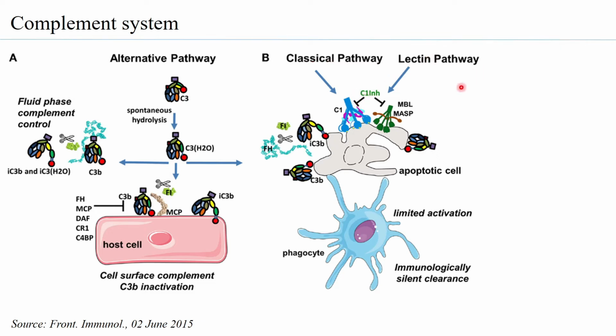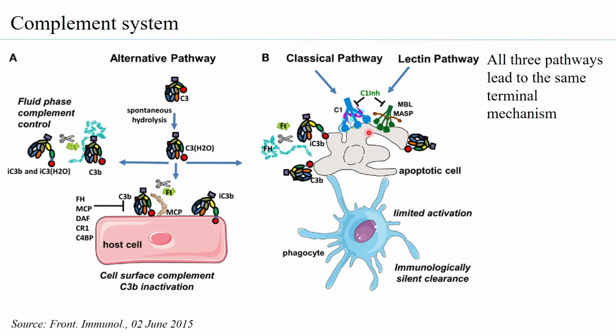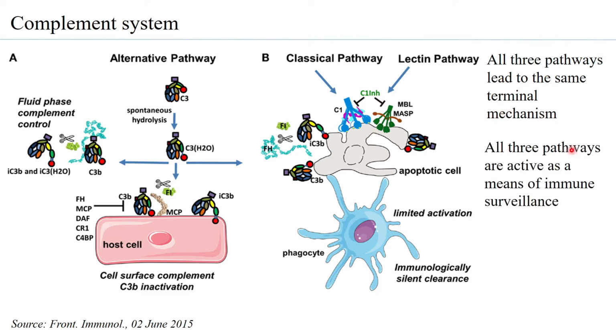With the lectin pathway, there are what are called lectins, which can bind to components present on the cell, and thereby you would eventually have the immune cells clearing away the cell that has been bound by the complement. So all three pathways lead to the same terminal mechanism.